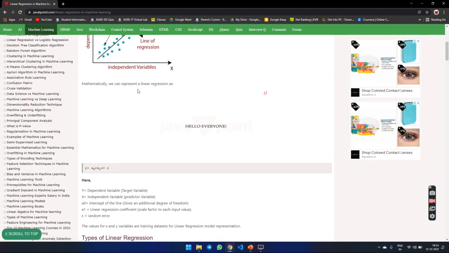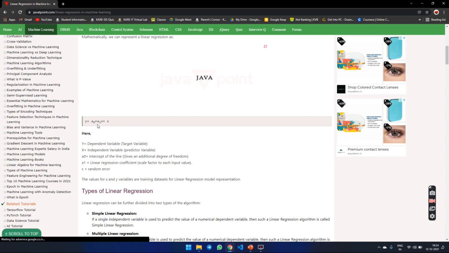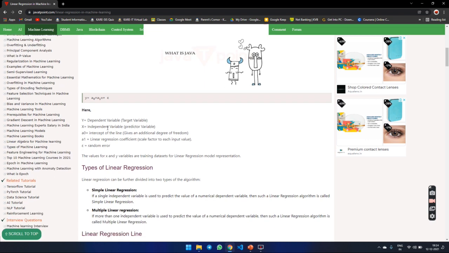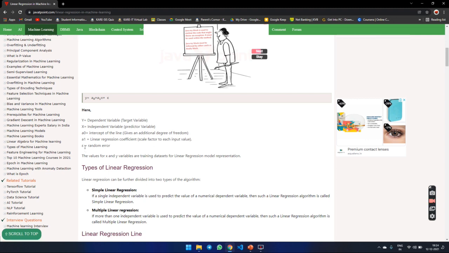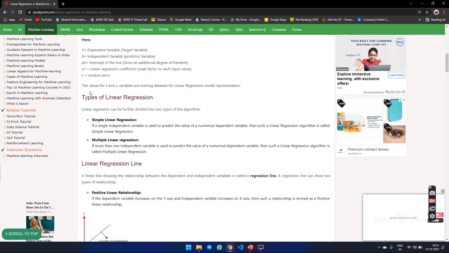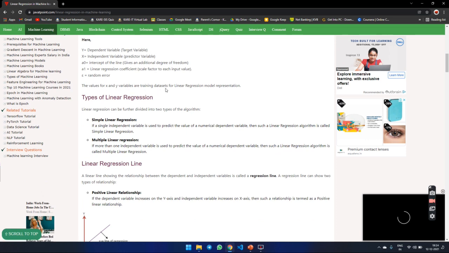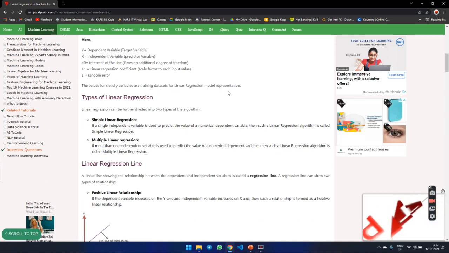Mathematically we represent it as y = a0 + a1 x + ε. Here y is the dependent variable, the target variable. X is the independent variable, that is the predictor variable. a0 is the intercept of the line. a1 is the linear regression coefficient, a scale factor for the input value. ε is the random error. The values of the x and y variables are the training data set for the regression representation.